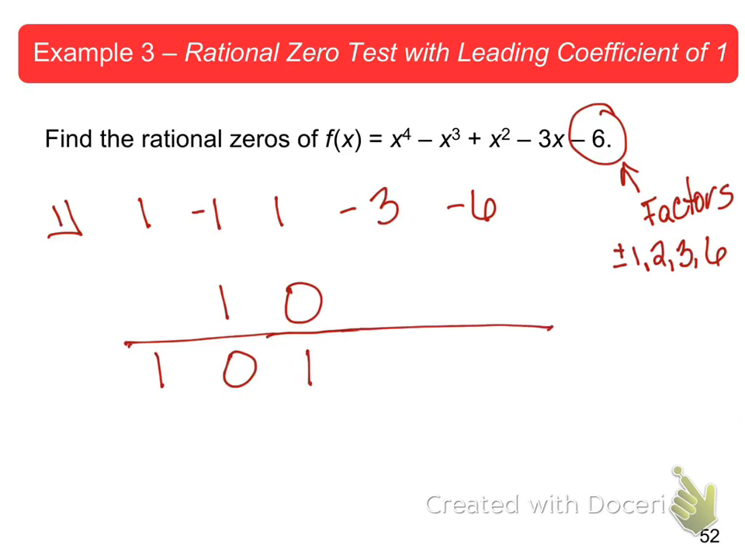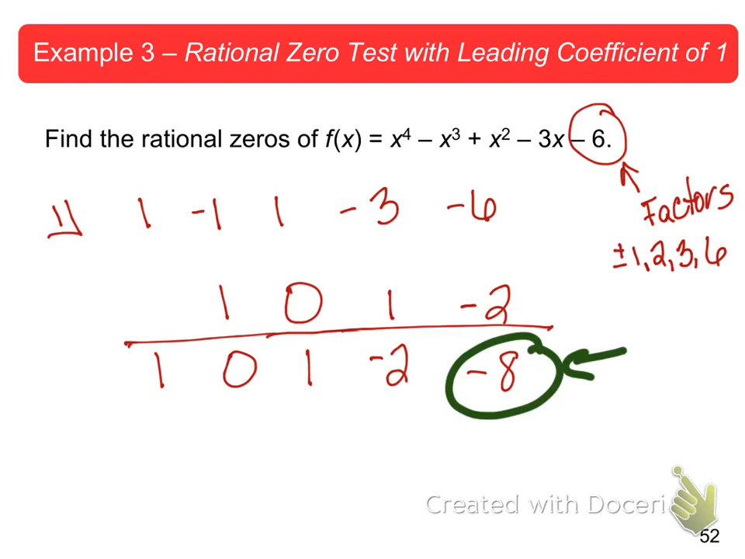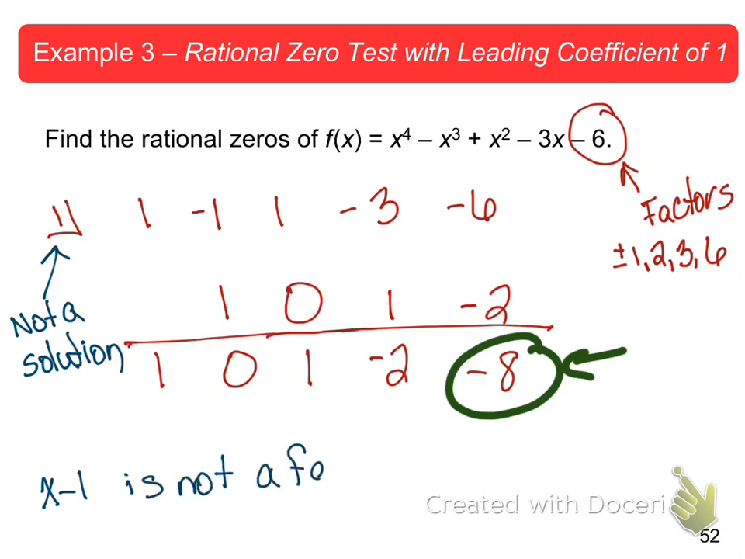Okay. 1 times 1 is 1. Do I get negative 2 here? 1 times negative 2 is negative 2, and I'm left with negative 8. What does the negative 8 tell me? It tells me that 1 is not a solution. What is not a factor? X minus 1 is not a factor. That's what that tells me. It's not going to work.